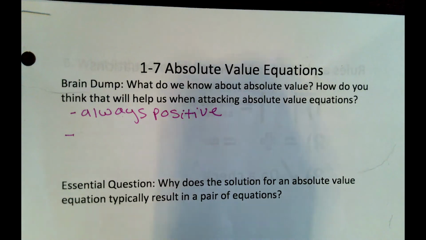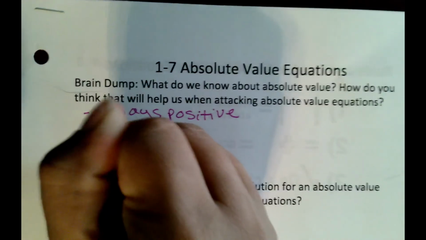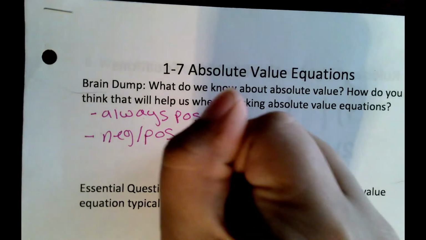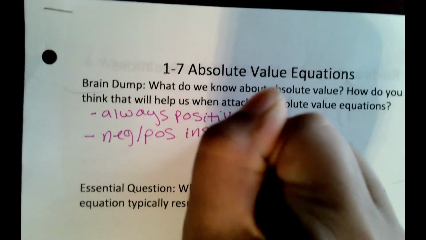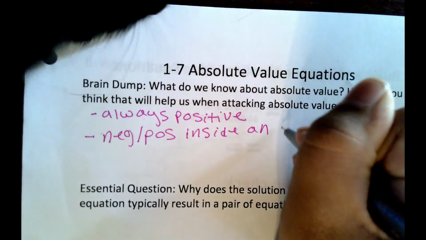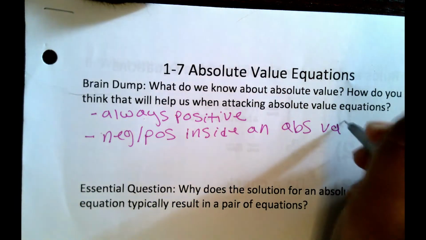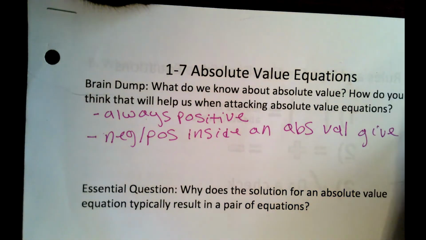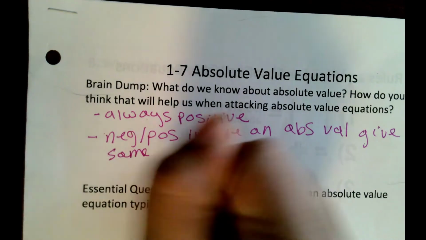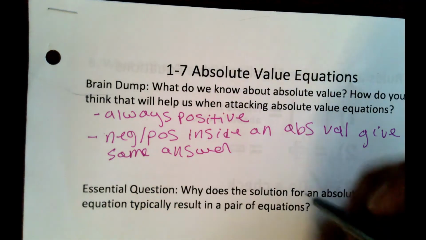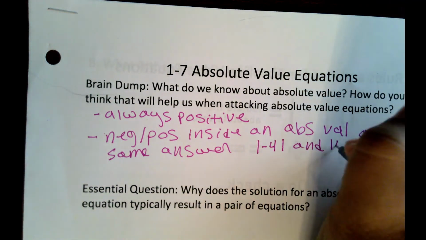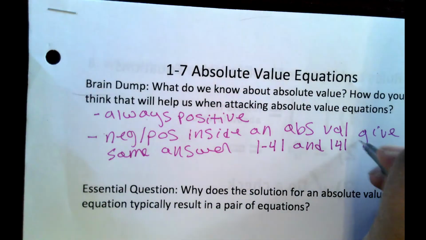That we have negative or positive inside an absolute value give the same answer. And so what we meant by that, we gave an example. If we do negative 4 and 4 inside our absolute value, both of them are going to be 4.